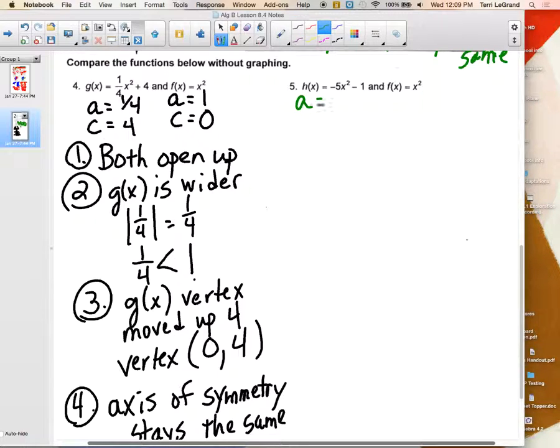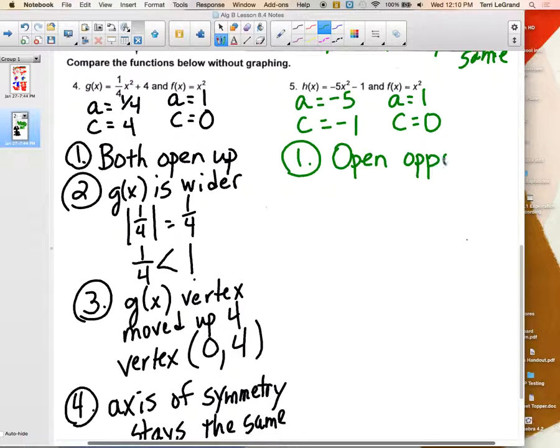Okay, let's go on to the next one quickly here. A equals, C equals. That parent function's a no-brainer, isn't it? What's A and C for the parent function always? 1 and 0. Okay, what's our A for the H of X this time? -5, and -1 for C. Okay, number 1: they open in opposite directions. So they open in opposite directions.